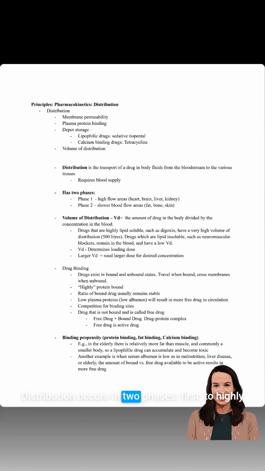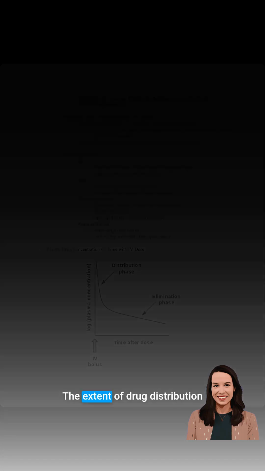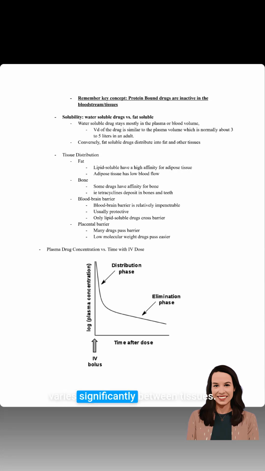Distribution occurs in two phases. First, to highly perfused organs like the heart and brain, and then to less perfused tissues like muscle and fat. This process becomes especially important in elderly patients, where changes in body composition can significantly affect drug distribution. The extent of drug distribution varies significantly between tissues. Protein-bound drugs remain primarily in the bloodstream, while unbound drugs can move more freely.